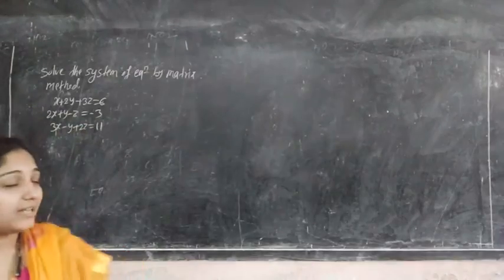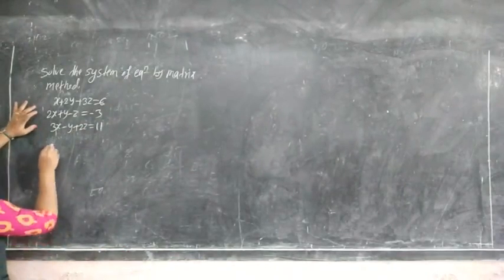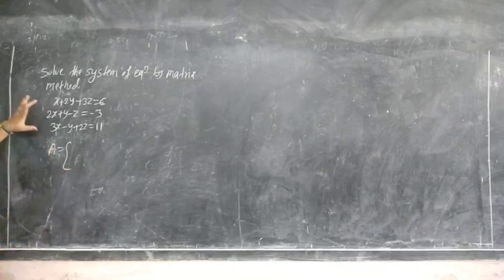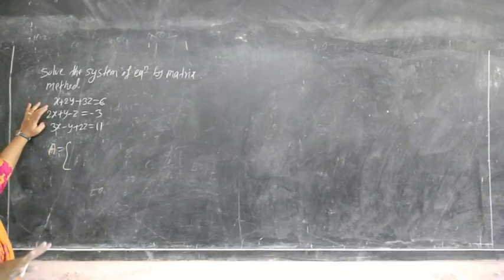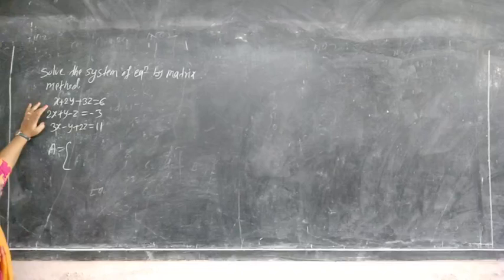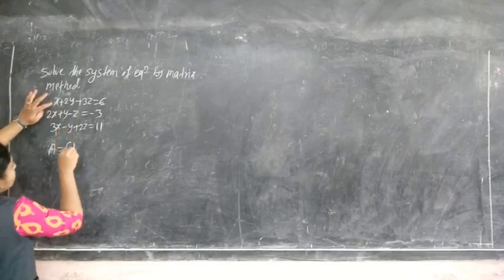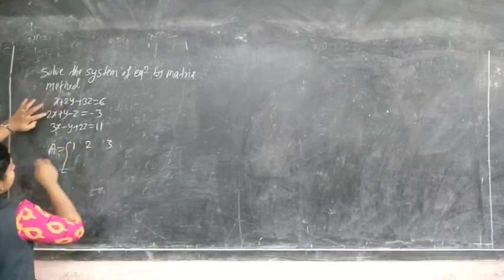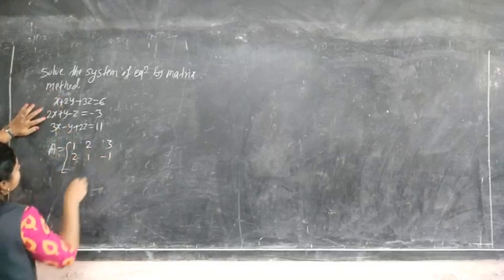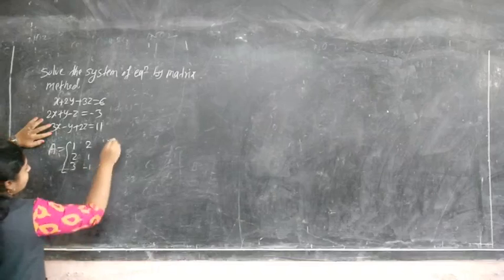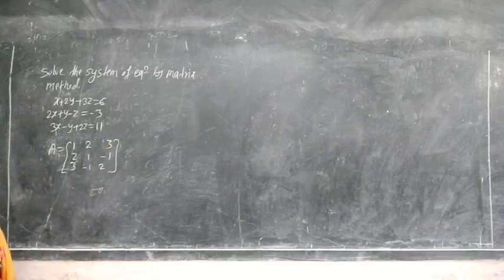Now apply this step. Using these three equations, we can write the matrix. If you have 3 equations, you will get a matrix of order 3. If you have 4 equations, you will get a matrix of order 4. But here we have 3 equations, so we will get a matrix of order 3 only. Write down using the first equation: the coefficient of x is 1, here it is 2, here it is 3. Then 2, 1, minus 1. Then 3, minus 1, 2. This is nothing but matrix A.